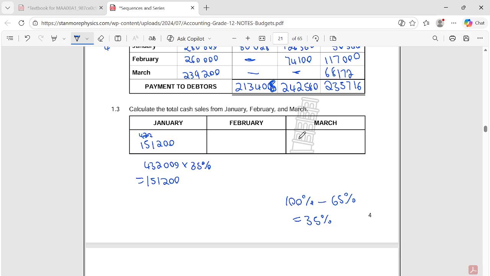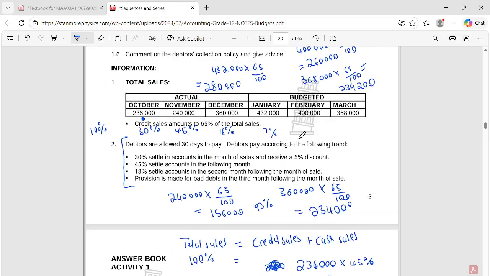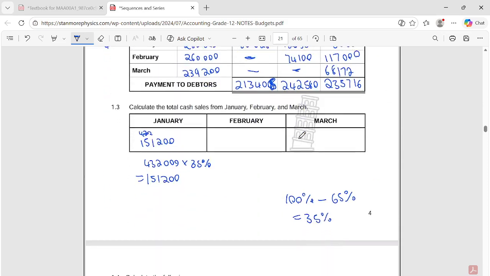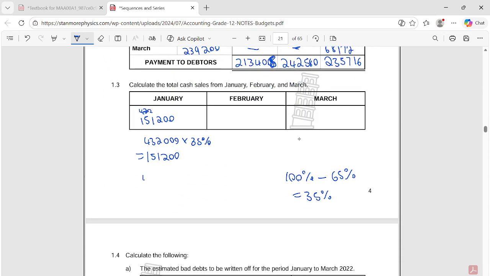I'm gonna go to my total sales for February. So February I'm having 400,000. So I'm gonna say 400,000 for February multiplied by 35%. That's my cash sales, which is 140,000. So I'm gonna have 140,000, right?